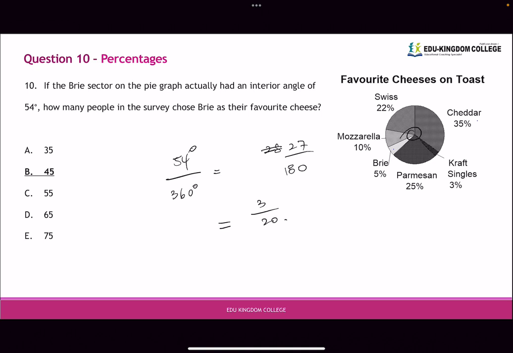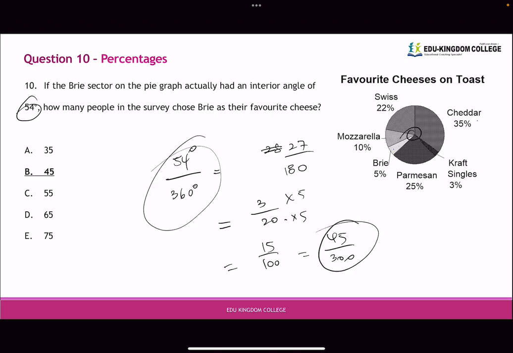Out of 100 people, that would be 15 out of 100 if you times top and bottom by 5, and then out of 300 people, that would be 45 out of 300. So 54 out of 360 is the same as 45 out of 300. So that would be 45 people, because we have 300 people in total.